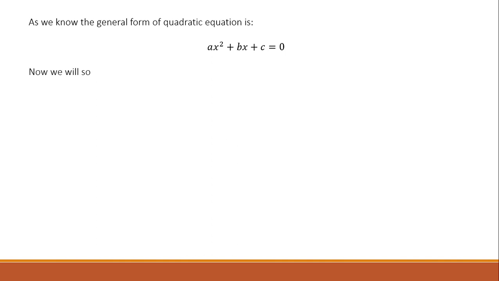Now we will divide the whole equation by a because we want the coefficient of x square to be 1. Here we can see the coefficient is a, so we will remove a. For removing a, we will divide the whole equation by a.